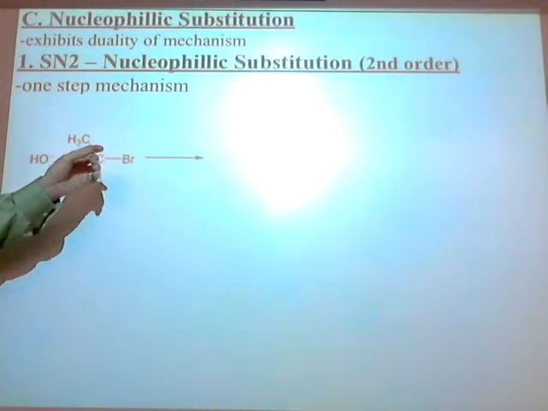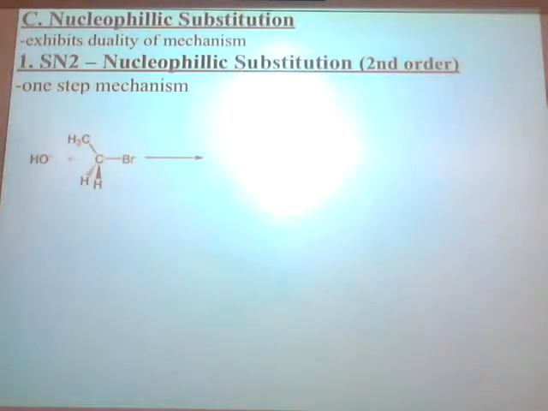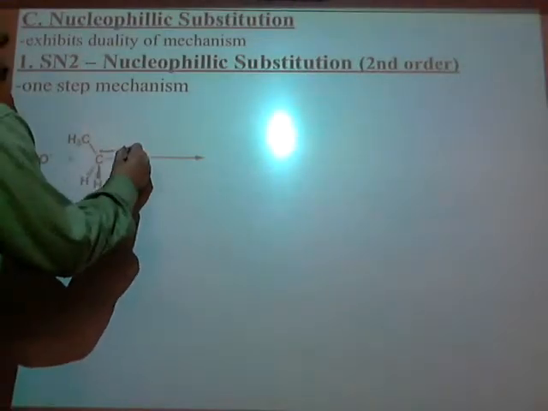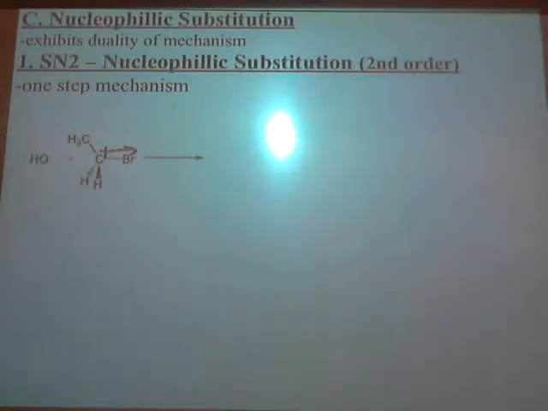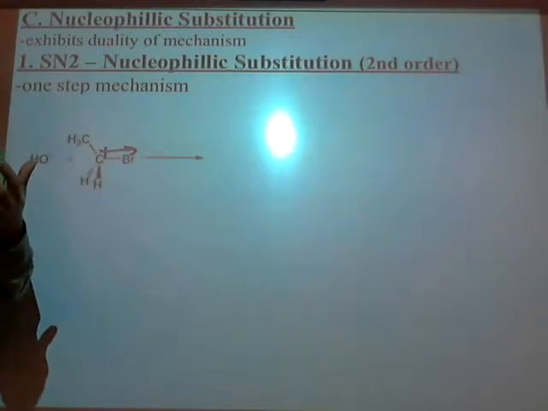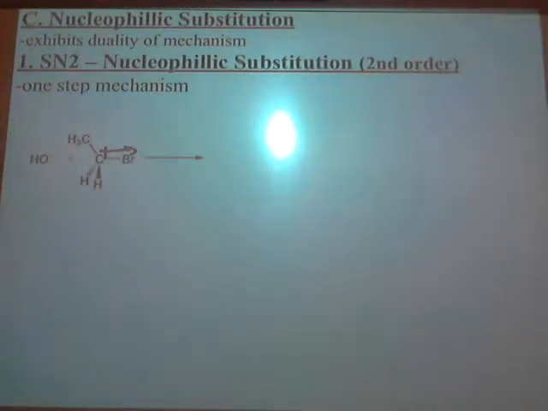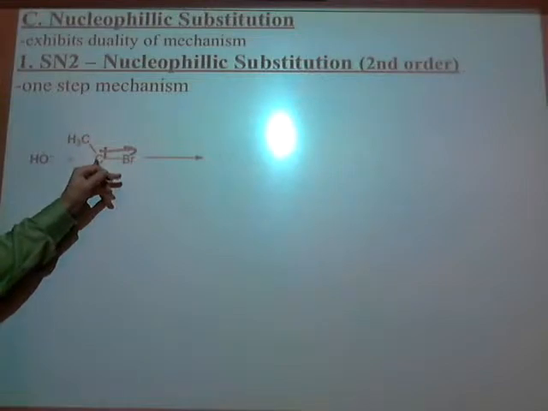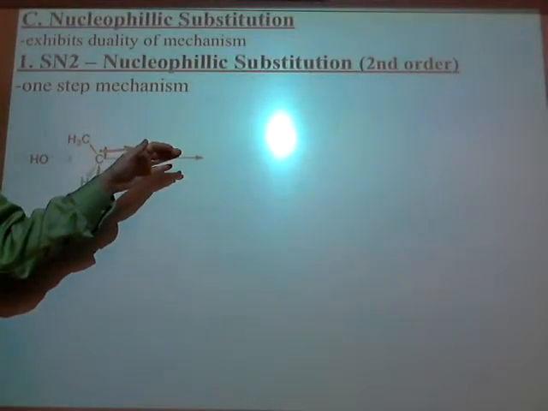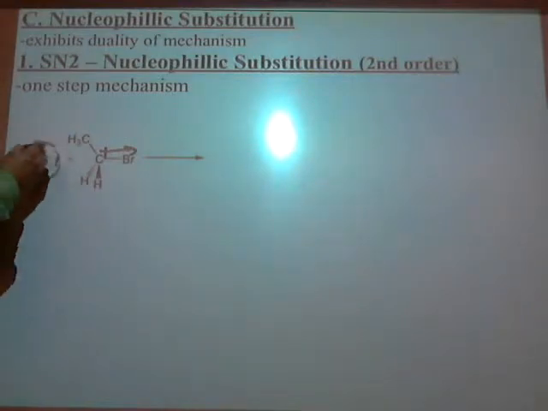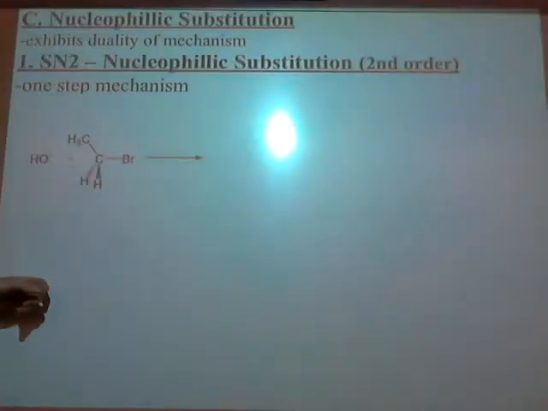Bromine is more electronegative than carbon, so it's going to pull the electrons that way, which makes the carbon slightly positive. It's not a carbonium ion. Don't get that confused. A carbonium ion is when it loses something and ends up with a total positive charge. No, it's got a slight positive charge there because the bromine pulled the electrons a little closer to it. And so this negative OH, which you've got around from the water molecule, is going to be attracted to that carbon there.